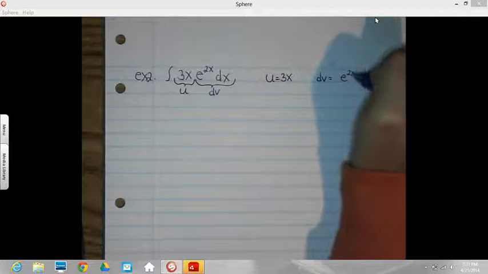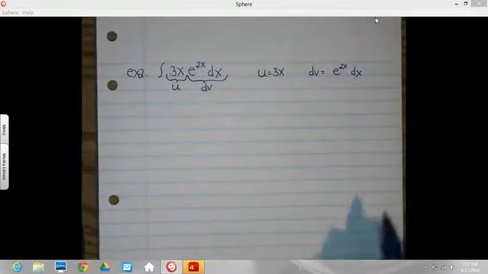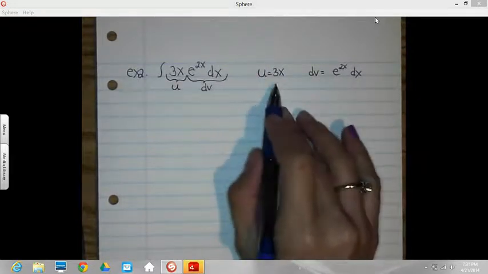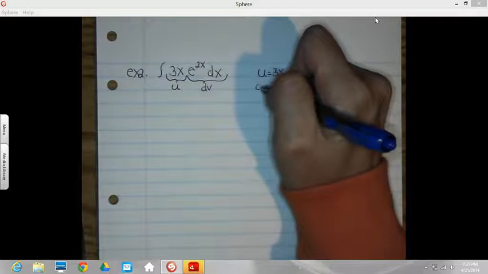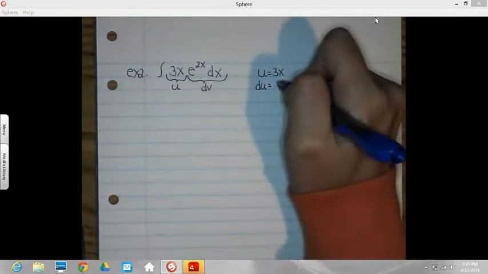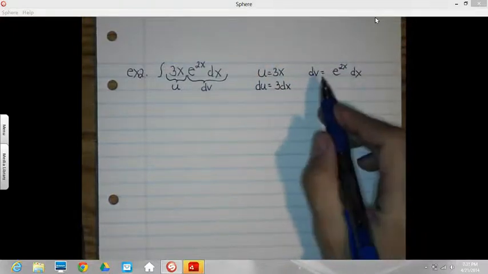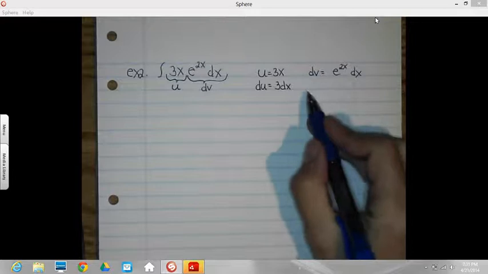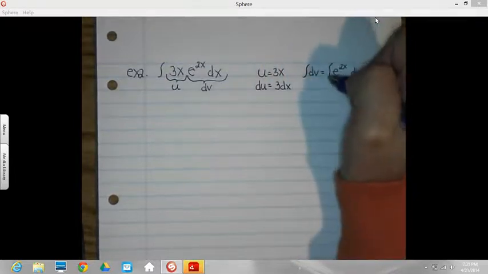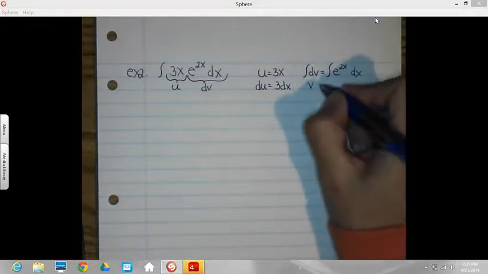Okay, if you remember from the other one, what I had to do to each of these, I needed to know what du was, so I do the derivative on this one. So derivative of both sides. Derivative here is 3 dx. Over here, I needed to integrate both sides, so that would bring me back to v. So I integrate and integrate. Remember, there's a 1 there. 1 dv, that integrates to v, equals integrating e to the 2x.